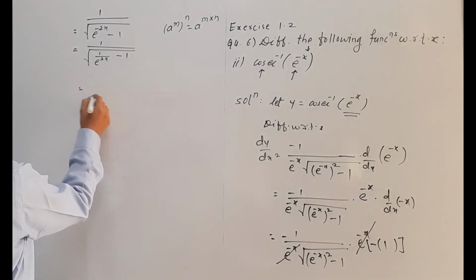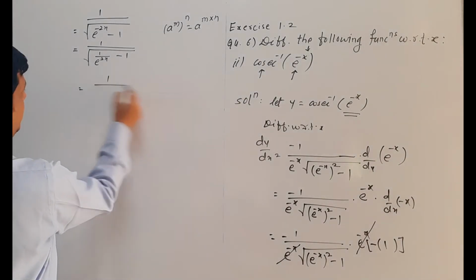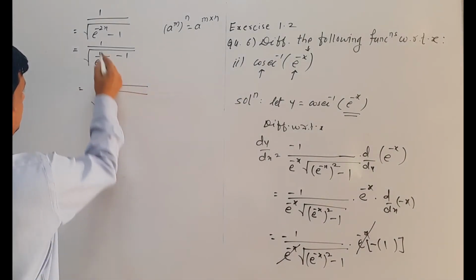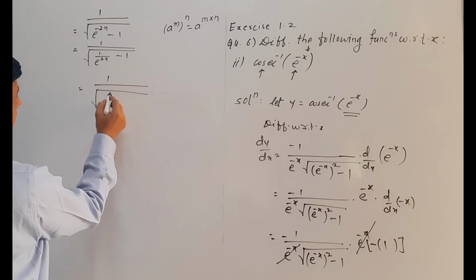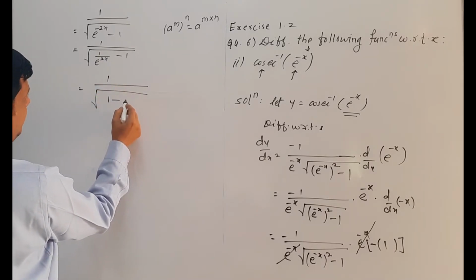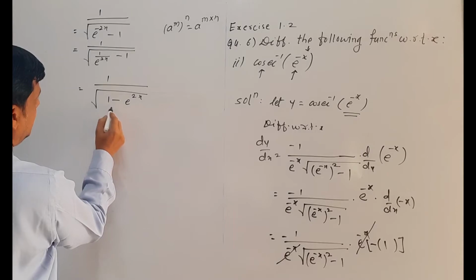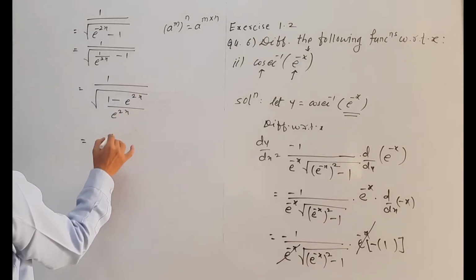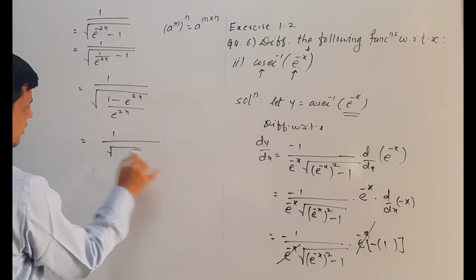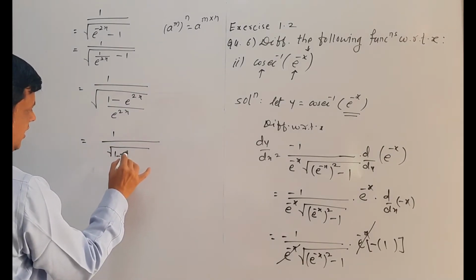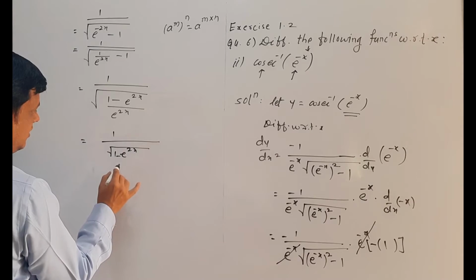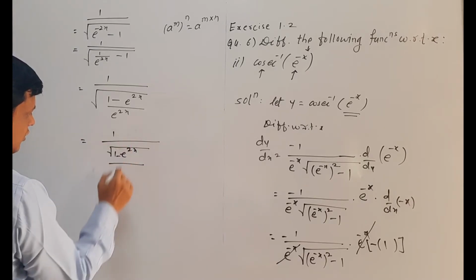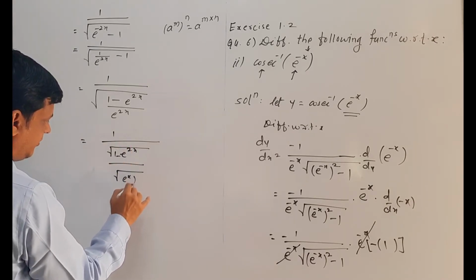So I solve one more step, but you try yourself. So 1 upon e raised to the power 2x, when we cross multiply, we get 1 minus e raised to the power 2x upon e raised to the power 2x. So we separate the root. So we write here 1 upon root of 1 minus e raised to the power 2x upon root of e raised to the power x its square.